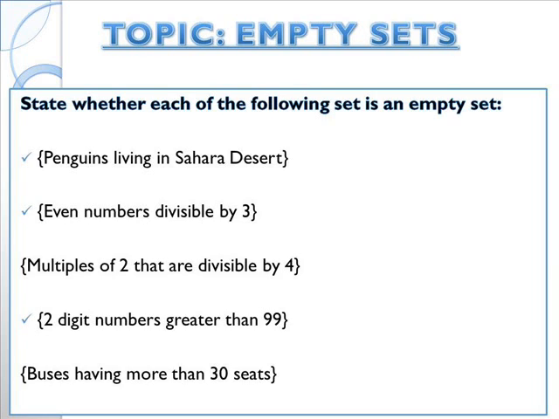Then we have 2-digit numbers greater than 99. Well, 99 is the greatest 2-digit number, and after 99 we have 3-digit numbers. So this is obviously an empty set. Then we have buses having more than 30 seats. Well, we can find buses having more than 30 seats, so it is not an empty set.